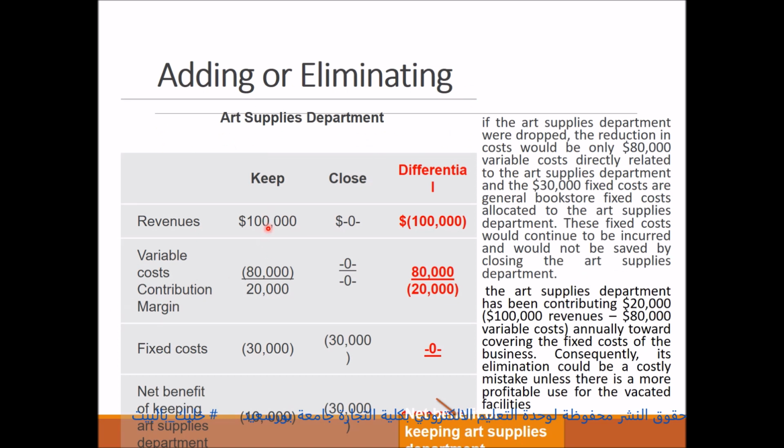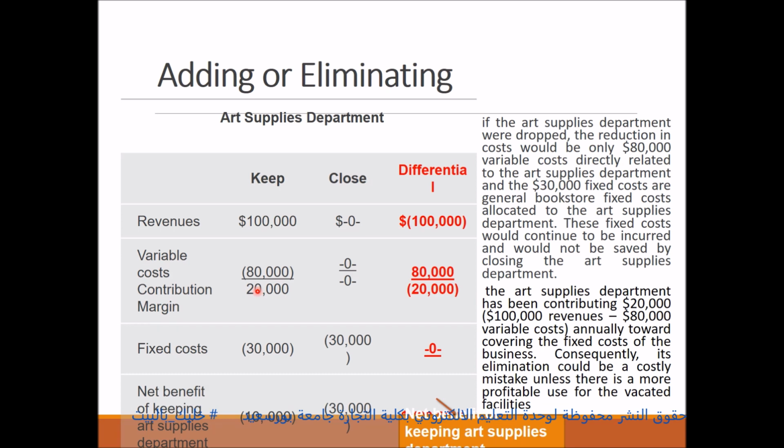So if the art supplies department is closed, the business will lose $100,000 revenues. The reduction in cost would be only the $80,000 variable cost directly related to the art supplies department, and the $30,000 fixed cost are general bookstore fixed cost allocated to the department. These fixed costs would continue to be incurred and wouldn't be saved by closing the art supplies department. So the art supplies department has been contributing $20,000 annually towards covering the fixed cost of the business.